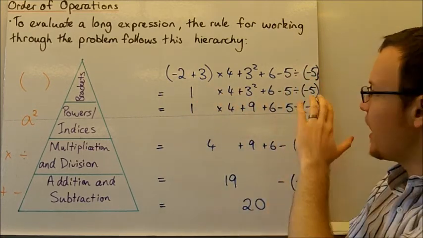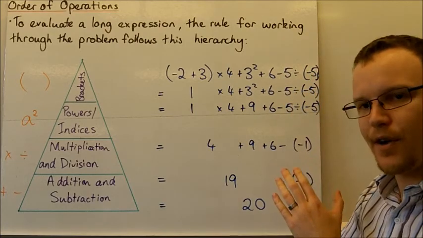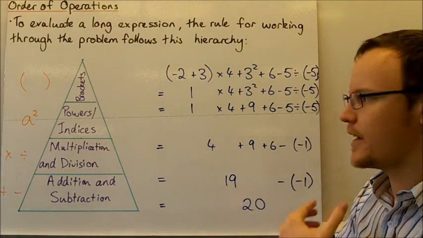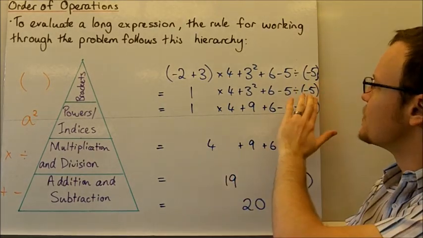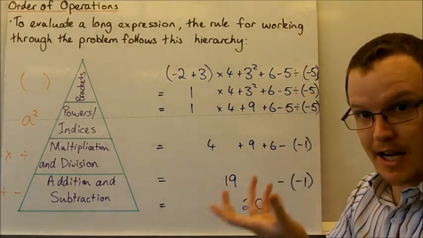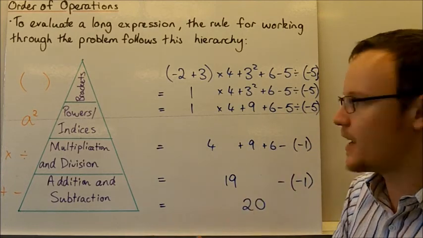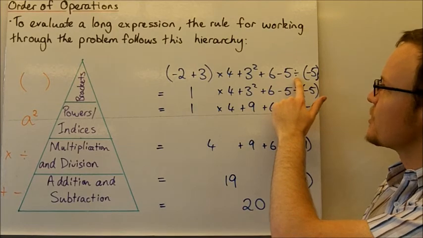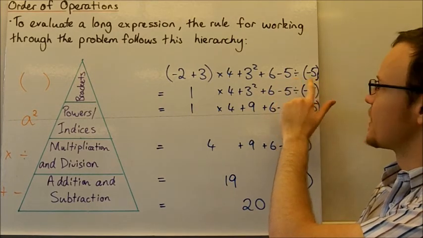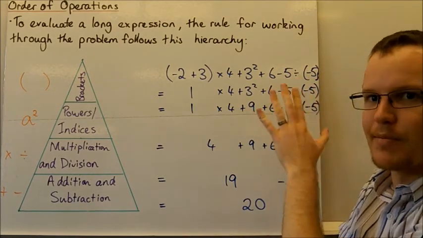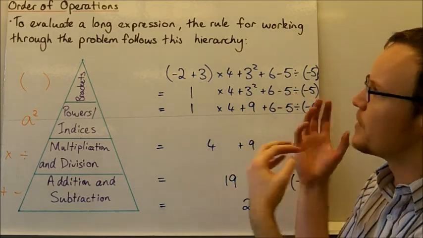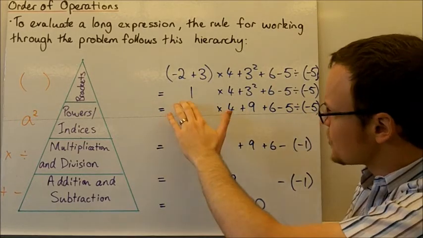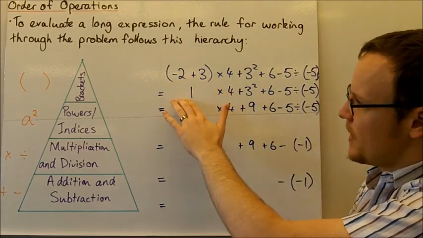The -5 is in brackets by itself. We won't do anything with that now, because the only reason it's in brackets is to separate it out and show that it is a negative number that's having an operation on it. The actual operation for this negative number is a divide. It's in brackets by itself, but it's not an operation inside the brackets. It's just a value.